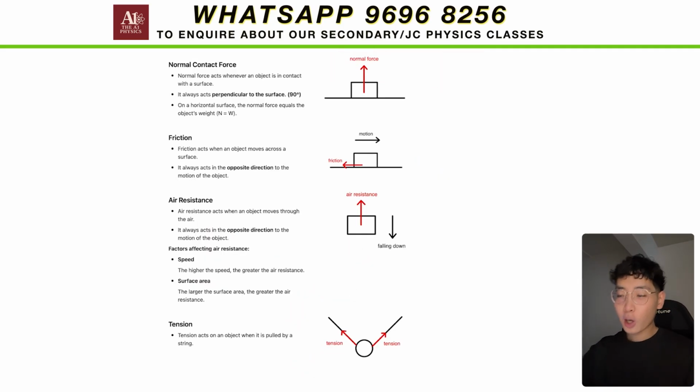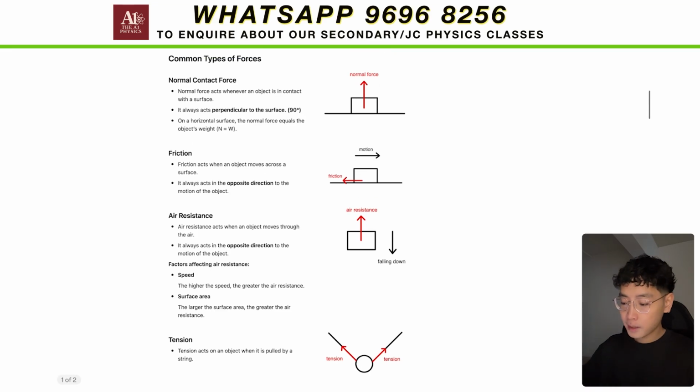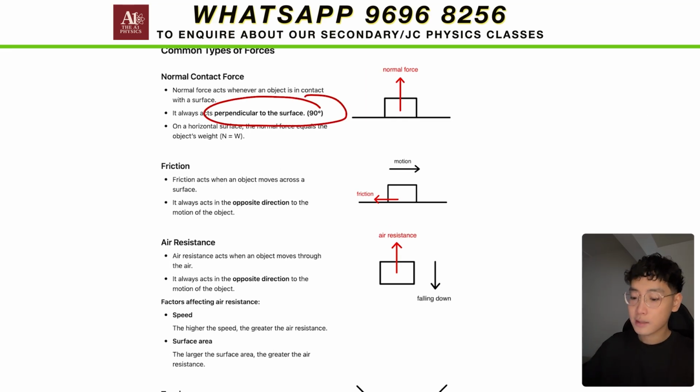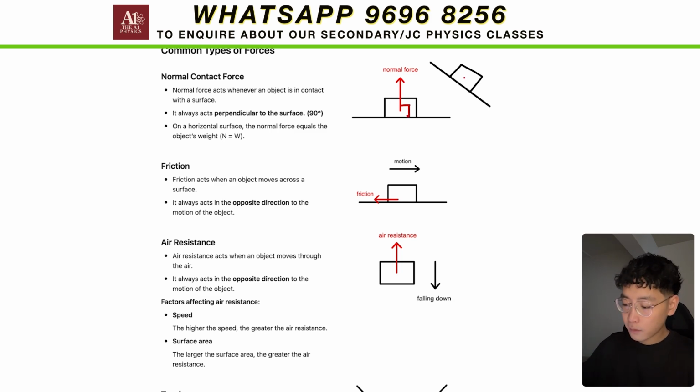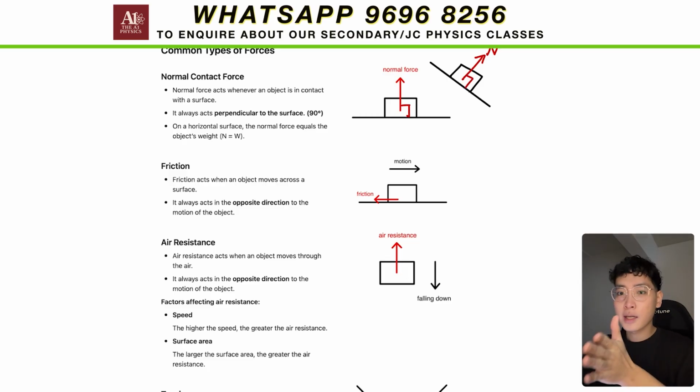Now, let's talk about some common types of forces that you're going to encounter in your exam papers. Right, the first type, the most common type, is normal force. Basically, whenever an object is touching the ground, it will always experience a normal force. The normal force is basically the ground pushing up onto the object, right? One thing about this normal force is that it's always perpendicular to the surface. Means that this one is 90 degrees, right? If you have an object like this on a slope, the normal force is going to be like this, always 90 degrees to the surface. So every single time an object is touching the floor, it will experience a normal force.